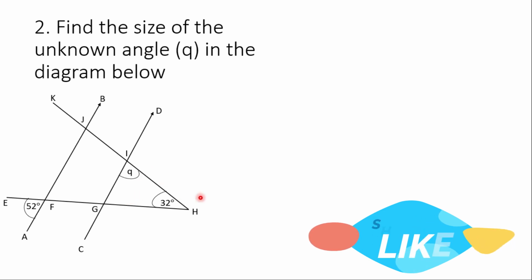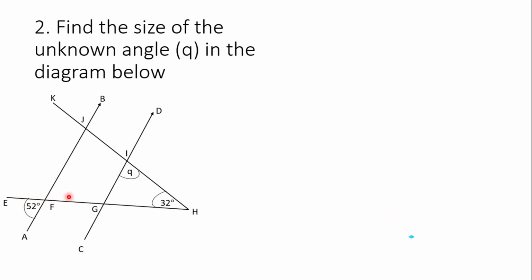So we have been given one of the angles, angle IHG, to be 32 degrees, and then angle GIH is Q. So we are looking for this Q. We have also been given EFA, that's 52 degrees. You have to apply all the properties that we know to be able to do that.